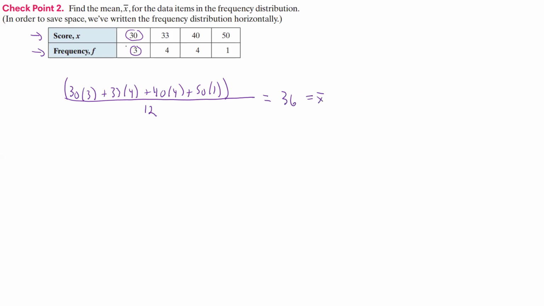Now again, another way to look at this is we've got a 30, a 30, a 30, and then we have a 33, a 33, a 33, a 33, a 40, 40, 40, 40, and a 50. And so you'd have to add all those together. But because we can use this as a frequency distribution, we have less stuff we actually have to type into our calculator. All right, so let's stop there and we'll come back for some more.